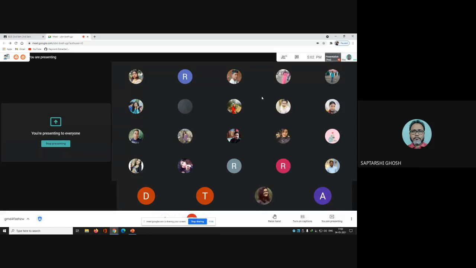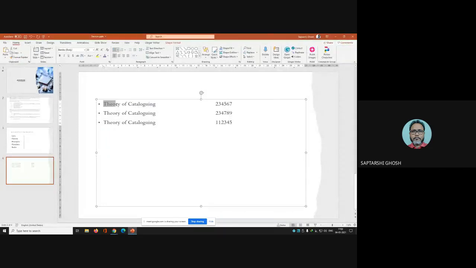Sir, can you repeat this question? Yes, no problem. I can repeat for you. That is, a library procured 3 copies of the book Theory of Catalogue. 3 copies. This is copy number 1, copy number 2, and copy number 3. But books are same, authors are same, everything is same. But why are the accession numbers different?